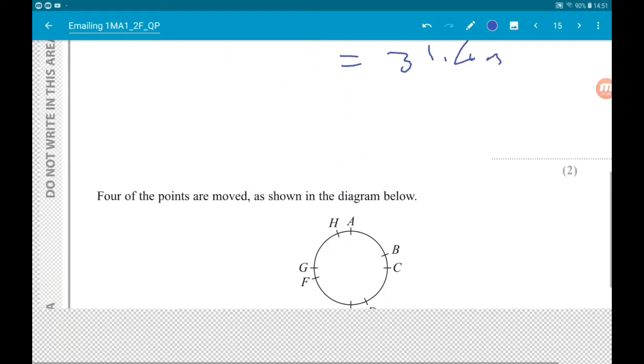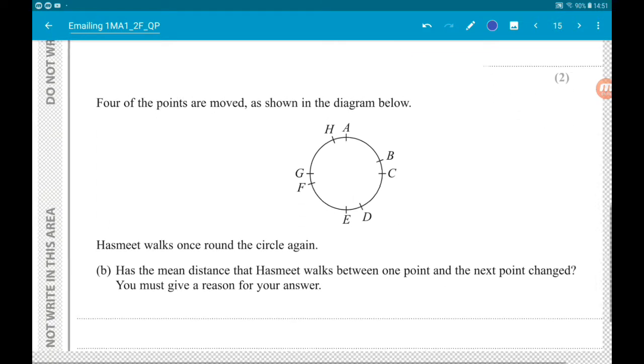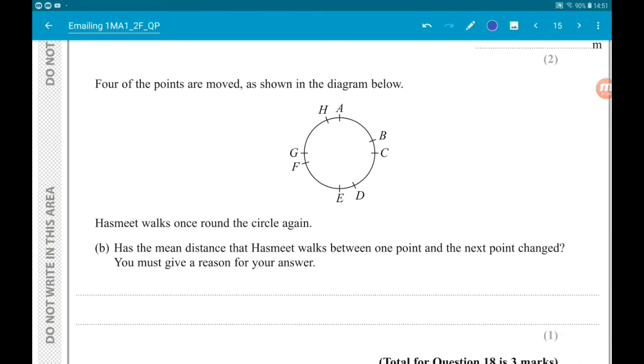Okay, then for part B, we are told that 4 of the points are moved as shown in the diagram below. Asmeet walks once around the circle again. Has the mean distance that Asmeet walks between one point and the next point changed? We must give a reason for our answer.